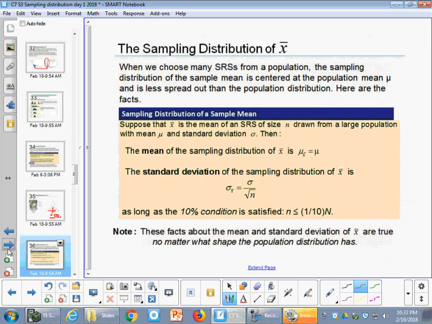And we still have the center condition and the spread condition, and now the shape condition, instead of it being called large counts, it's the central limit theorem, and again, your n has to be greater than 30.